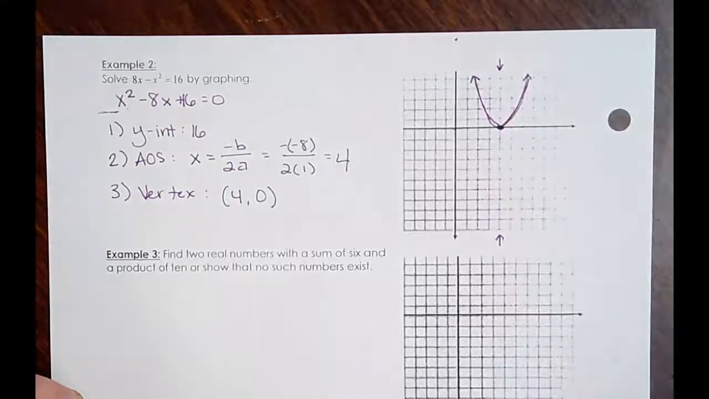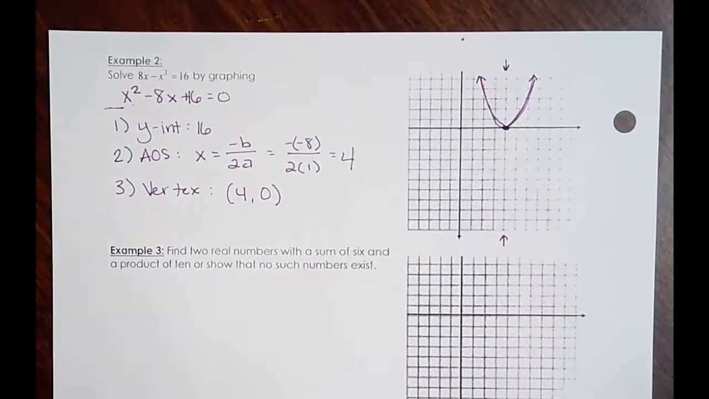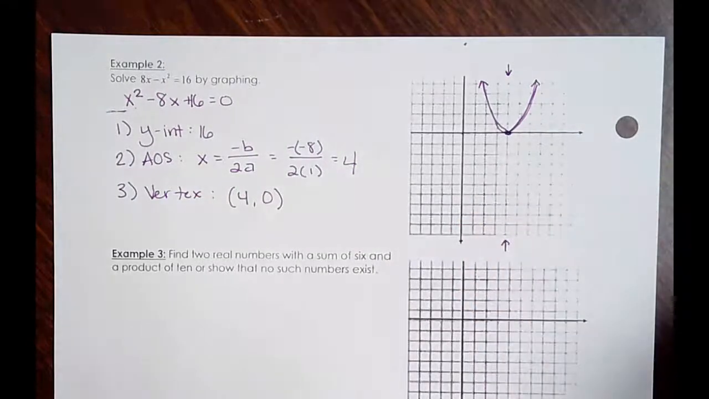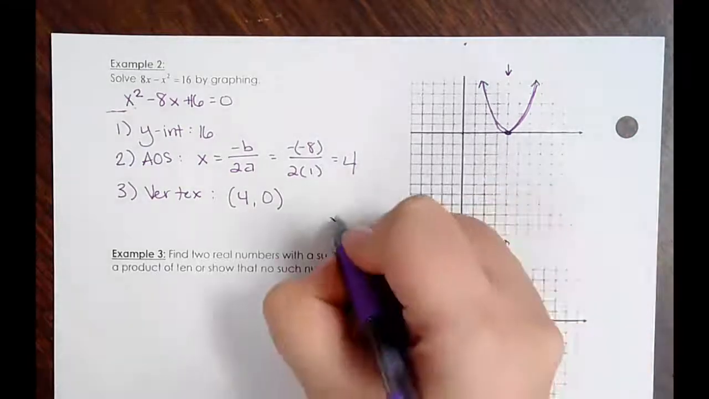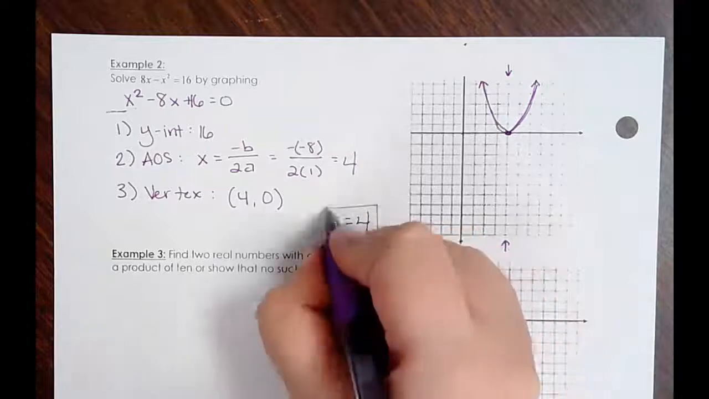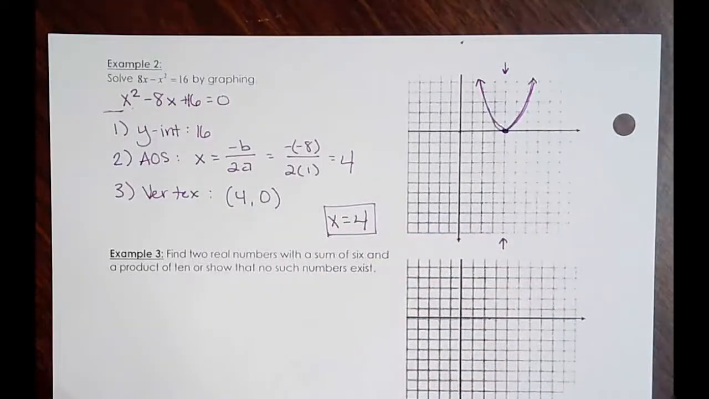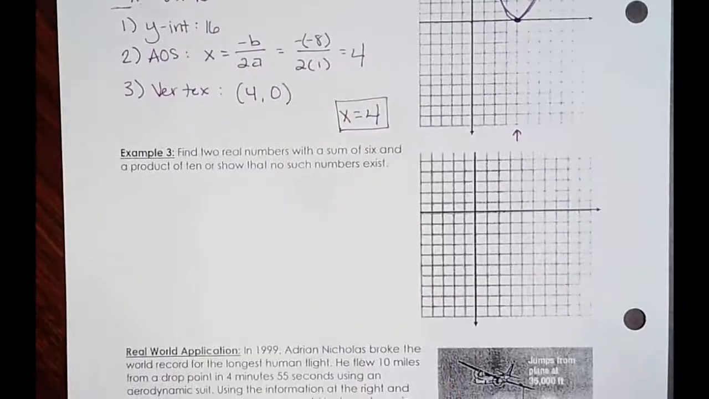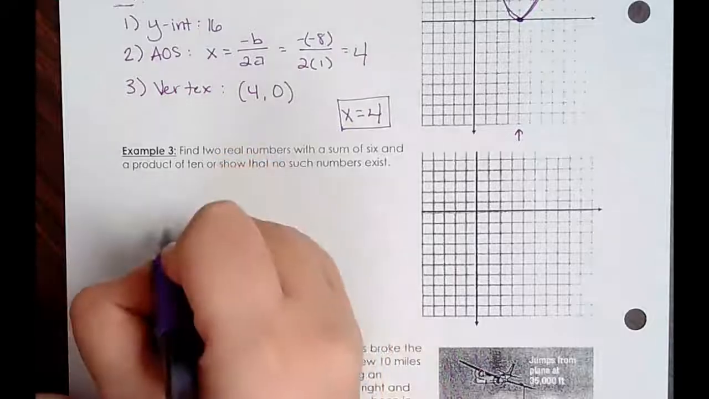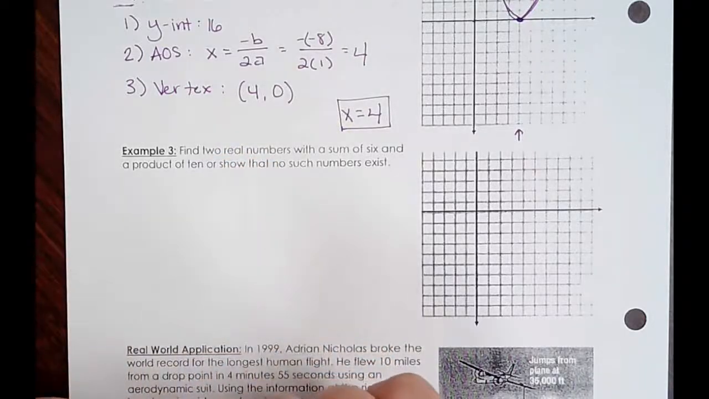Alright, find two real numbers with a sum of 6 and a product of 10, or show that no such numbers exist. So this one didn't even give us equations. We have to start out with equations. So a sum of 6: x plus y must equal 6, and a product of 10: x times y equals 10. And we need to use this information to either find these numbers or show that they don't work.